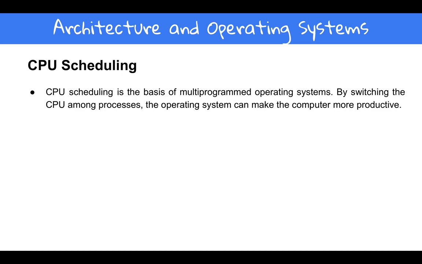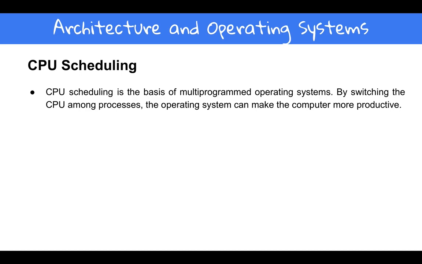Look guys, if you want to have a multi-programmed operating system, if you want to run multiple programs on a machine at the same time, there should be someone in the computer to give CPU time to different processes. So if you have CPU scheduling, if you have a plan for the CPU that says which process should be executed first and which one next, in that case, you can run multiple programs on the machine.